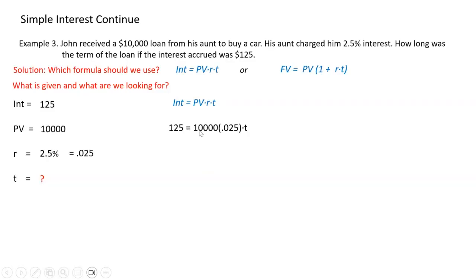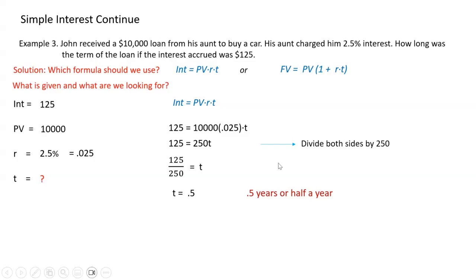So here on the right side, we multiply 10,000 by 0.025, which will give us 250. Now we divide both sides by 250, and it's going to give us 0.5, or half a year, right? You can say 6 months or half a year. That's how long it would take for the term of the loan to accrue $125. So the answer is half a year.